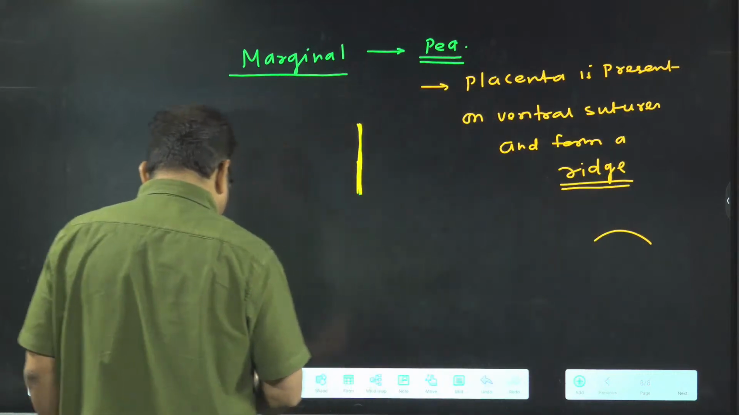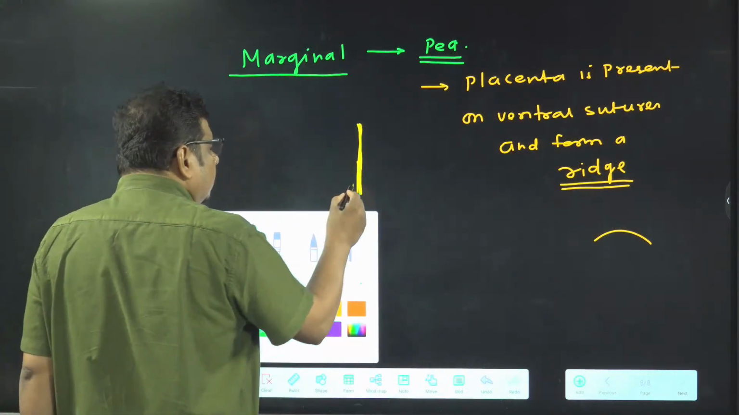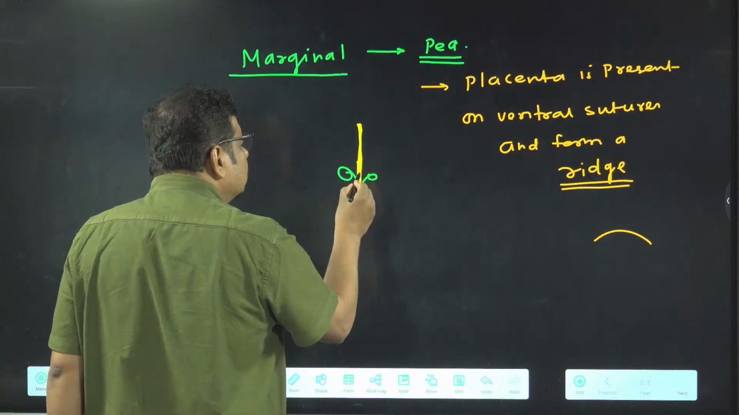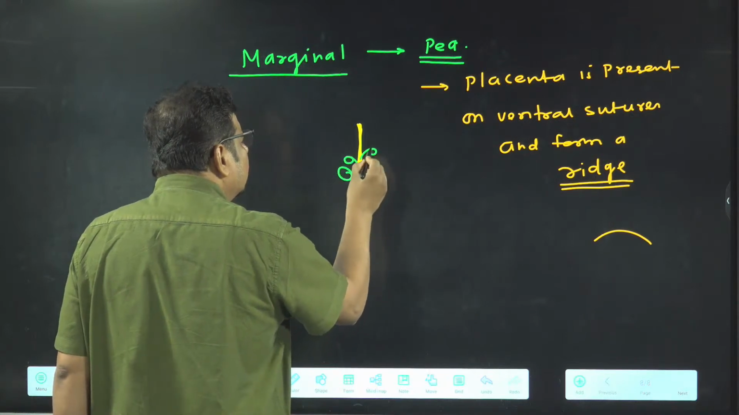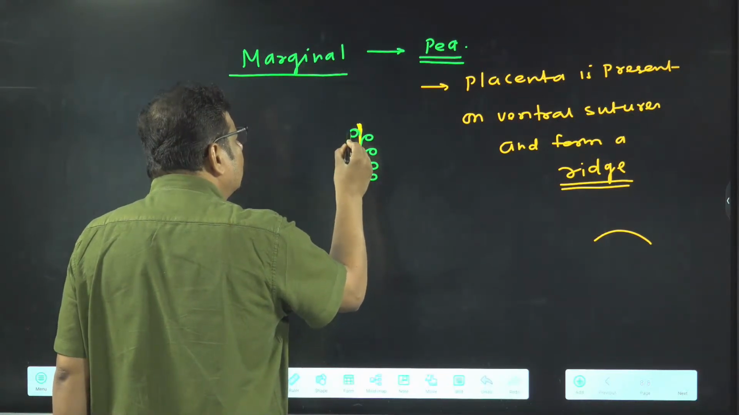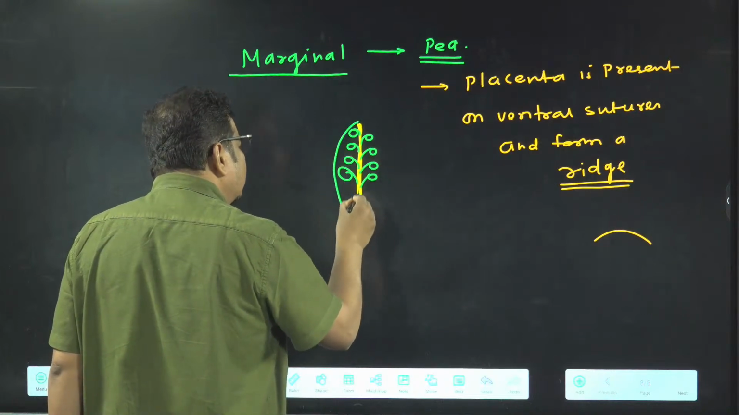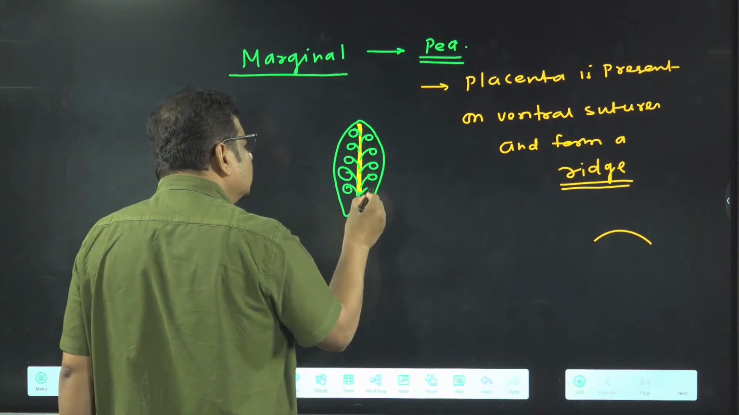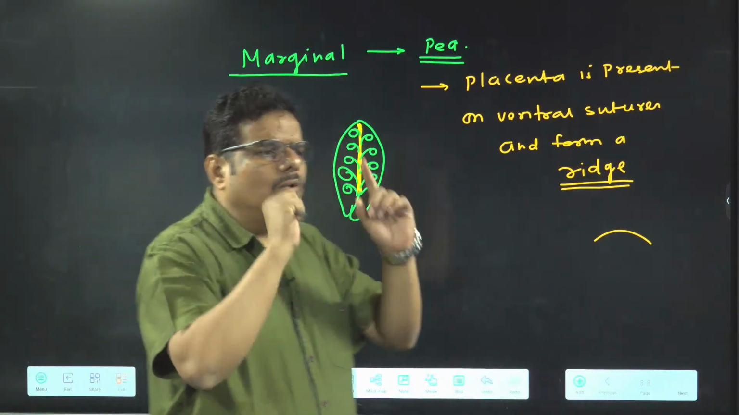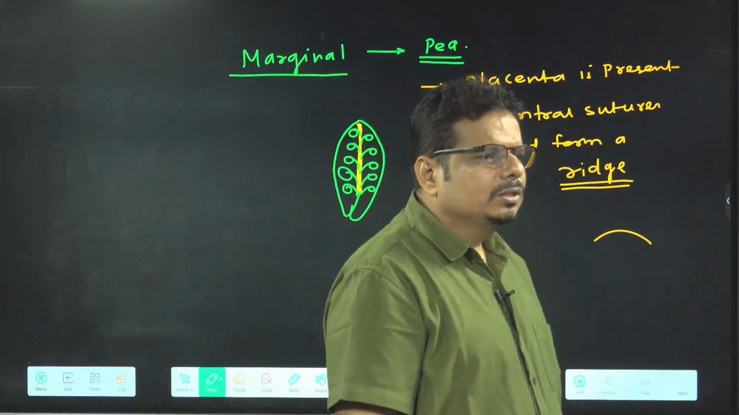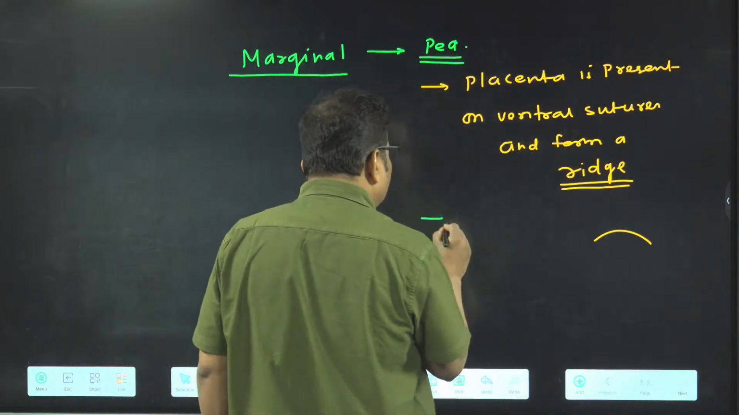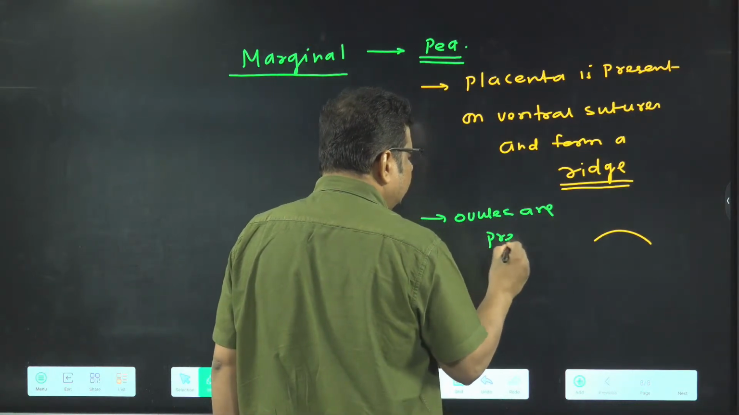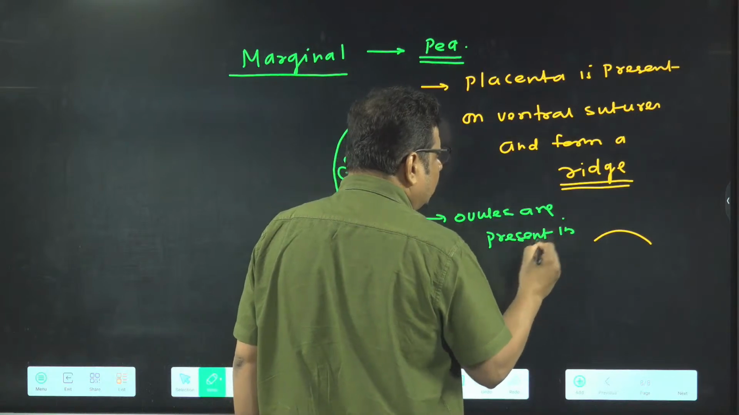And after that, what happened? Ovules are present. Ovules are present in how many rows? In one row or two rows? Two rows. Next time when you remove the pea pod, you just find whether it is present in one row or two rows. So ovules are present in how many rows? Two rows.